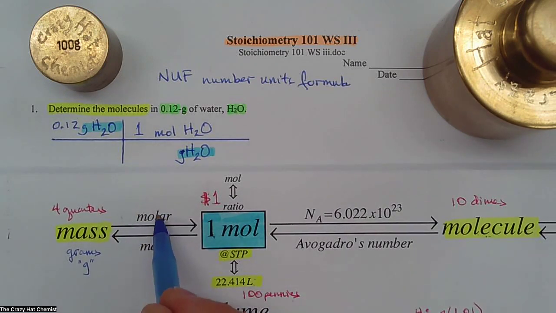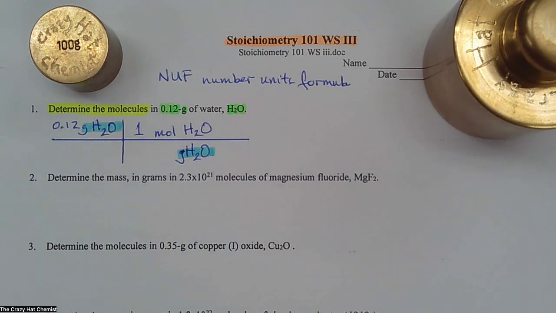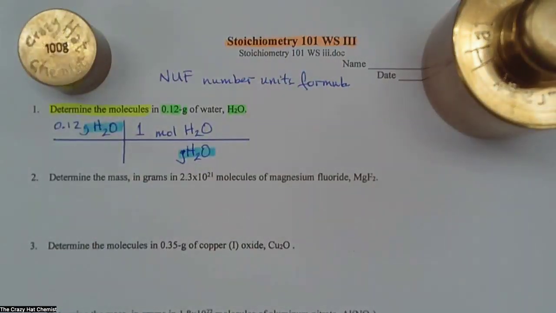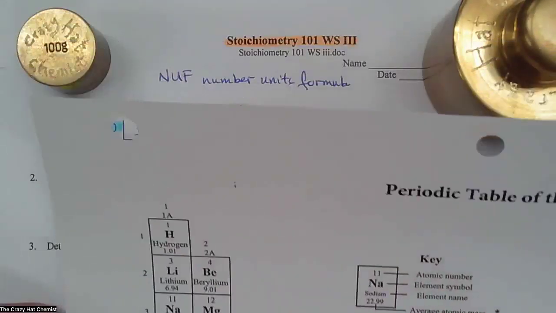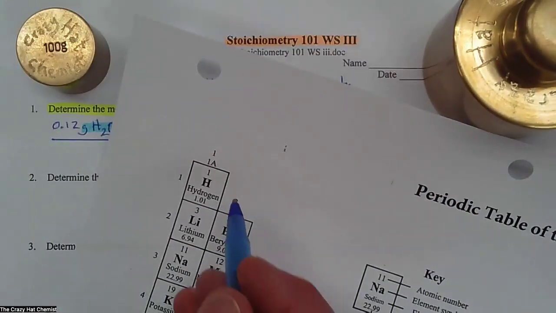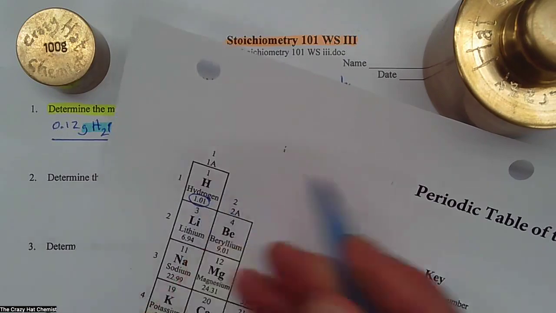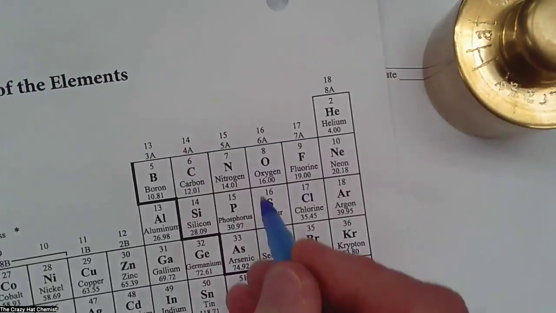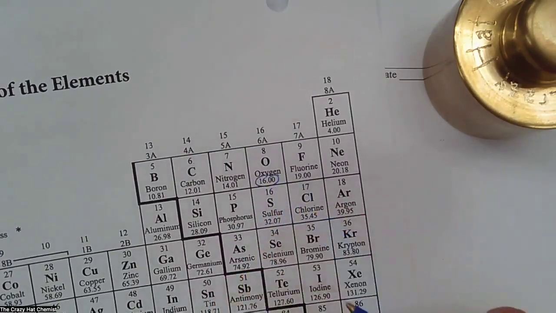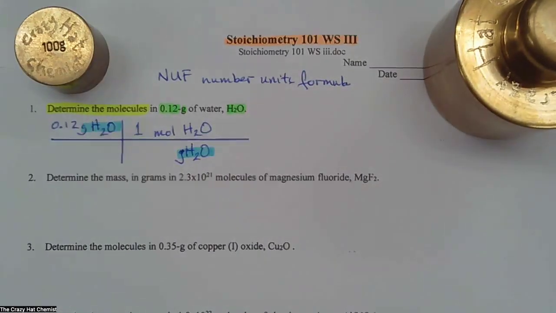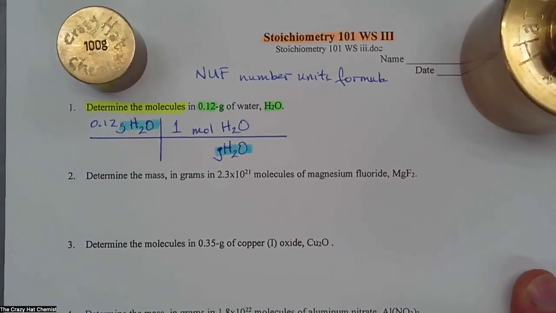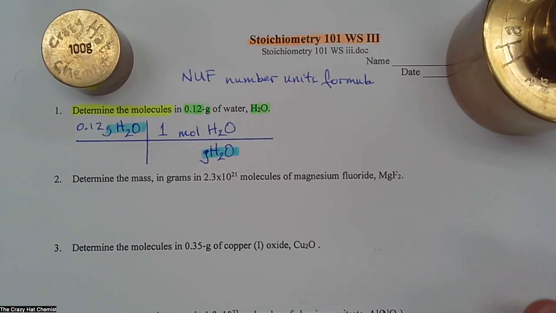Now I need to determine the molar mass for water. And we have actually done that on a previous video, but we're going to do that right now, just in case. So hydrogen has a molar mass of 1.01 and oxygen has a molar mass of 16.00. So I'm going to be taking advantage of both of those. I'm going to do this off to the side on this problem here.